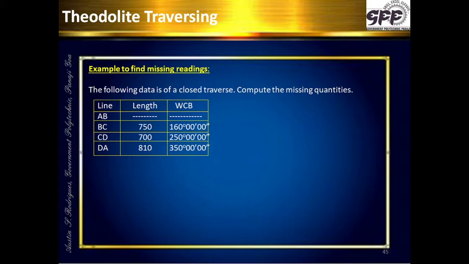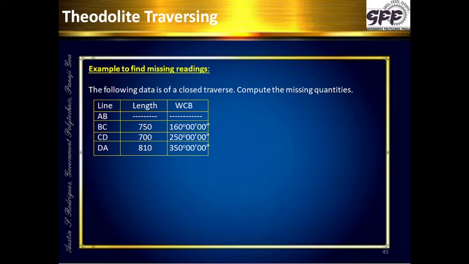The line AB length is not known. The WCB, the whole circle bearing, is not known. BC, the length is 750 meters. The whole circle bearing is 160 degrees. CD, 700 meters. The whole circle bearing is 250 degrees. DA, 810 meters. The whole circle bearing is 350 degrees.